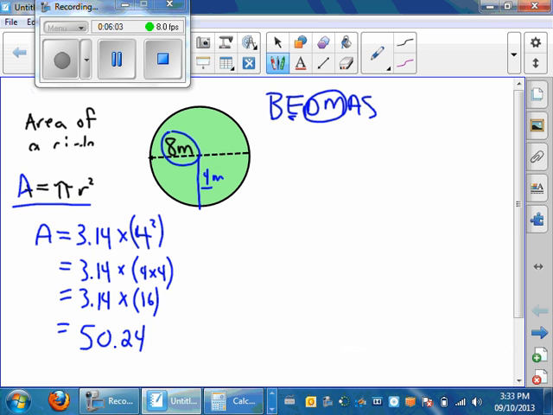And we know that because pi is an irrational number, this is actually always an approximation. So we just indicate that it's an approximation by putting a little dot over top of the equal sign. That means that it is approximately equal to 50.24. Let's take a look at one more example here to really cement this in.